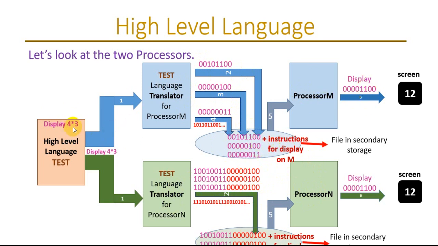So when you do this in processor M or processor N through the translator, they achieve the same result, and therefore this high level language is also processor independent. It doesn't depend on the processor. The translator does the job for us, and so we can happily write the instruction for both as the same, and it will work on both the processors in this manner.